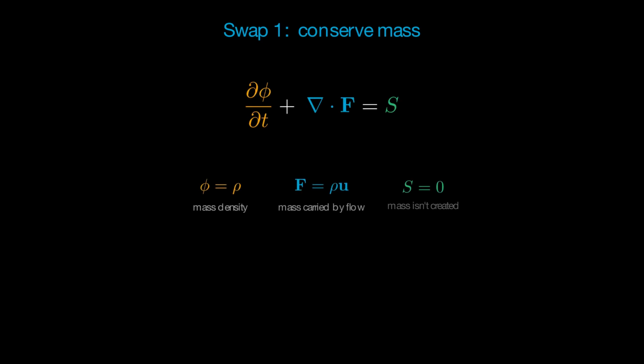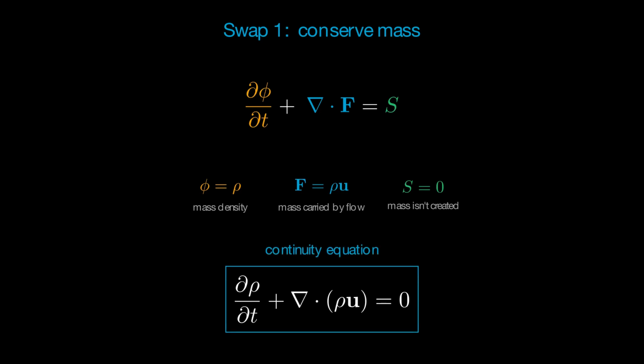The density phi is just the mass density, rho. The flux, how much mass crosses a face each second, is rho times velocity, the mass carried along by the flow. And the source: mass isn't created or destroyed, so it's zero. Drop those three into the template. Partial rho partial t plus the divergence of rho u equals 0. That's the continuity equation, and it says exactly what you'd expect. Mass piles up inside the box only as fast as it flows in.